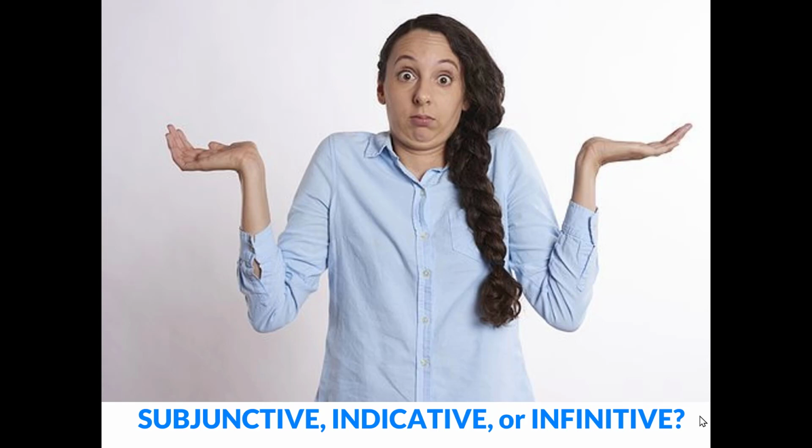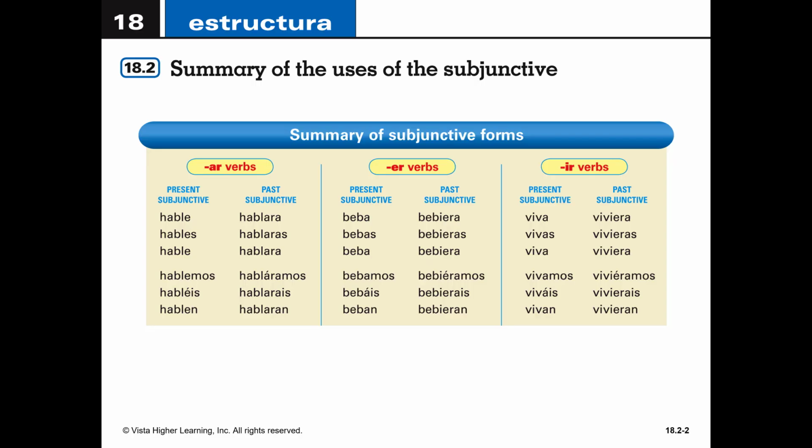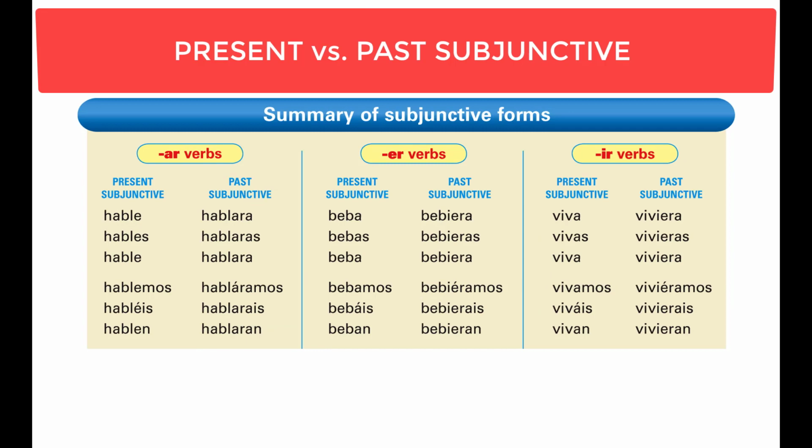So let's move on. First, let's take a look at the present subjunctive and the past subjunctive. So here you have just the chart with their endings. That way you can tell them apart. You have something to refer to.